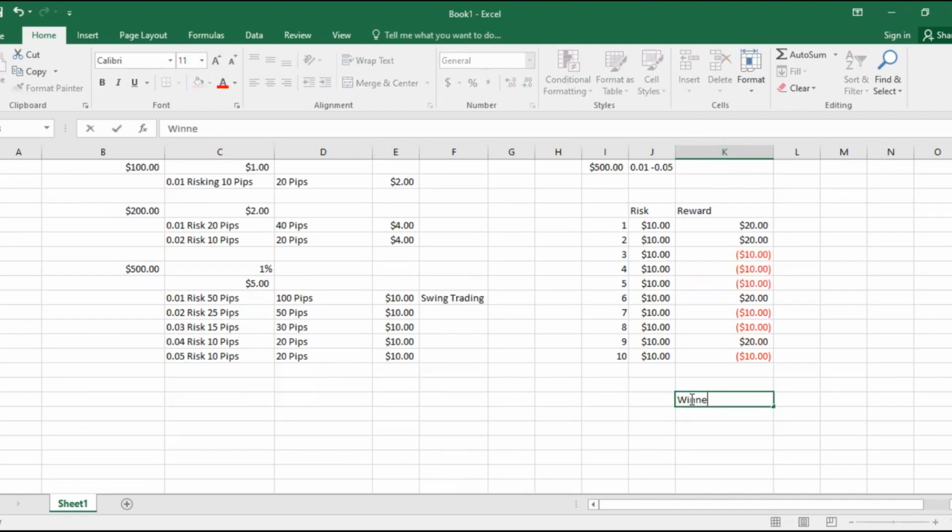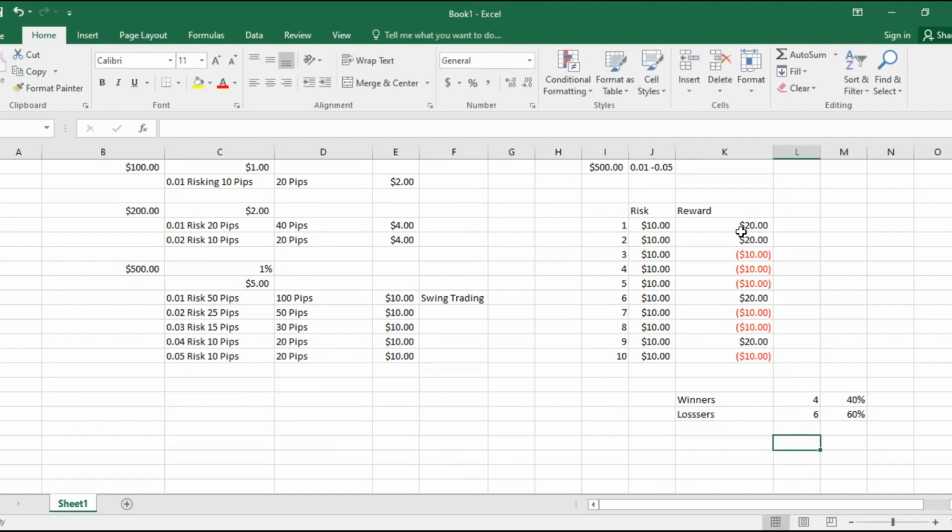Winners, there are 4 trades, right? And losing trades, or losers, they are what? They are 6, right? So in the normal way, if you tell a person who does not understand the risk to reward ratio, definitely you are a loser, because here you are 60% losing and 40% winning.